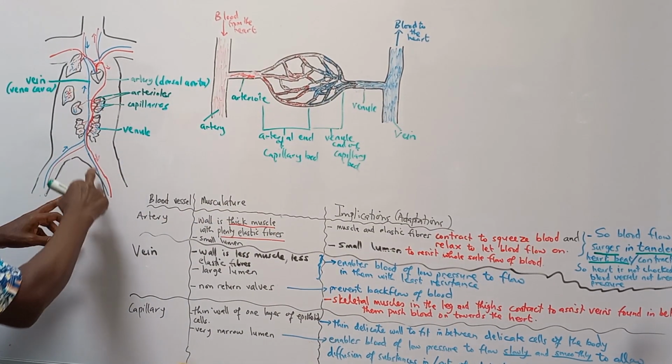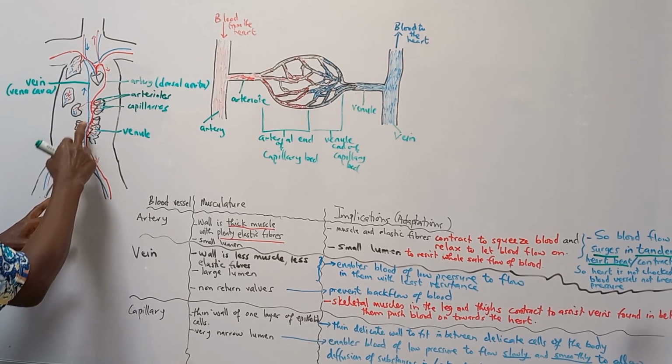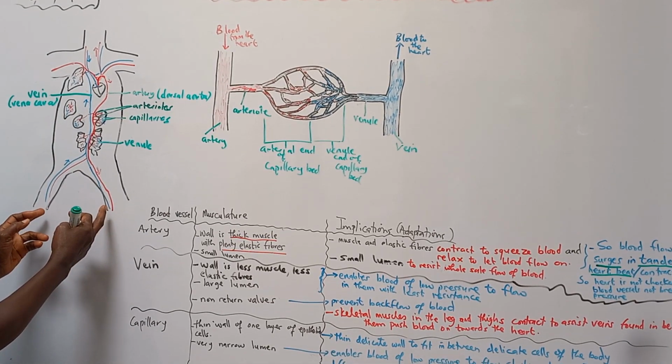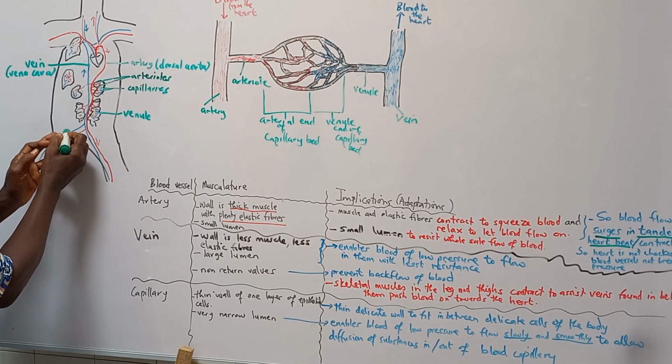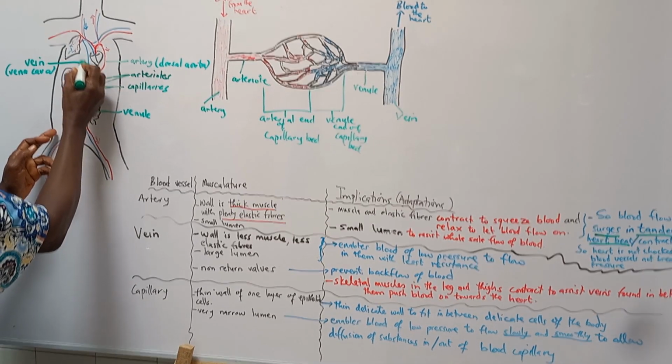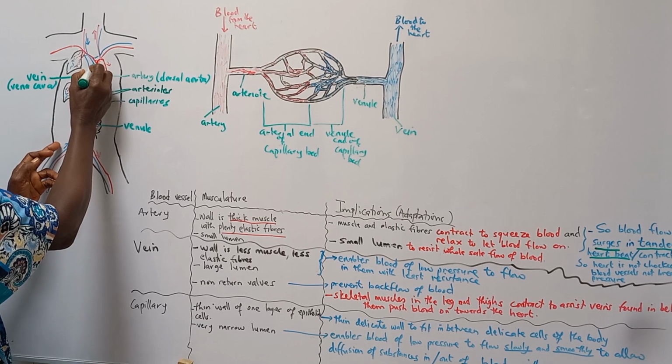And look at the veins. There are some in the legs and all over the body. Imagine blood flowing from the veins here at low pressure, and they have to flow and get back to the heart to be pumped with pressure.